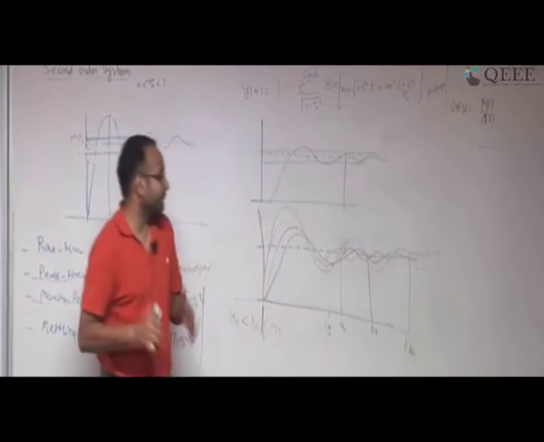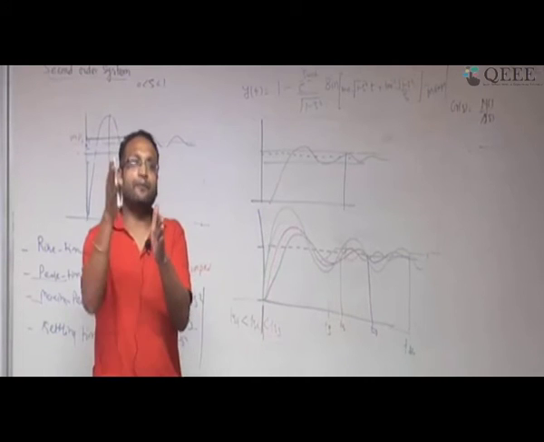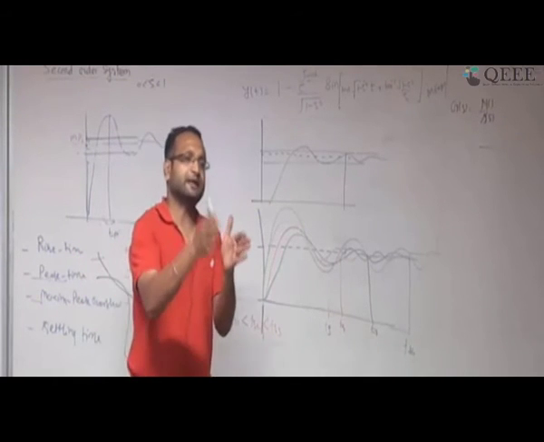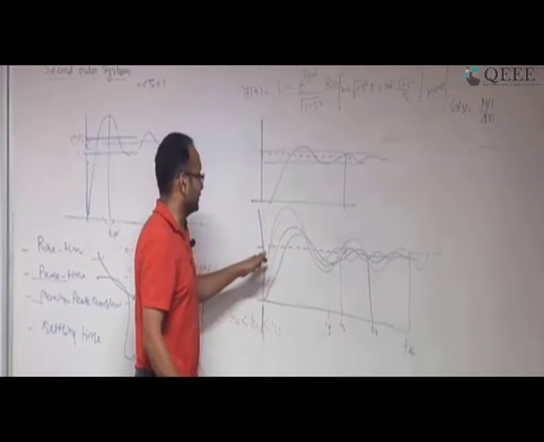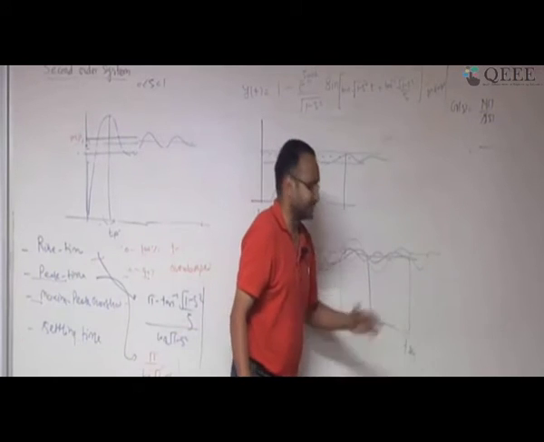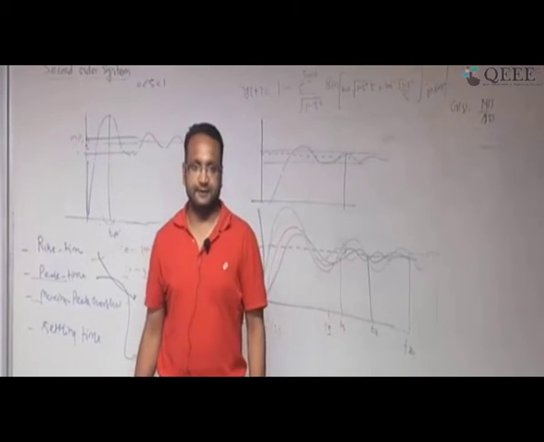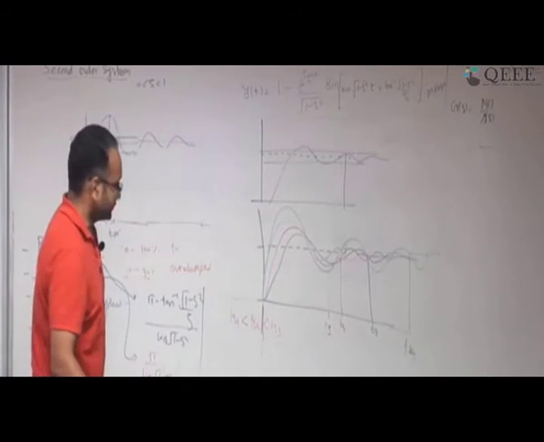So this is what I want to emphasize: if you keep decreasing zeta from 0.9, 0.8, 0.7, you will be reducing the settling time, but there will be some location where zeta will be such that you will get maximum oscillation and settling time will increase. Okay, that's a very, very important concept that one has to understand.